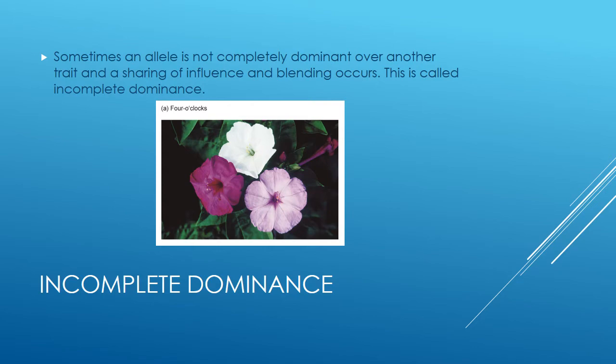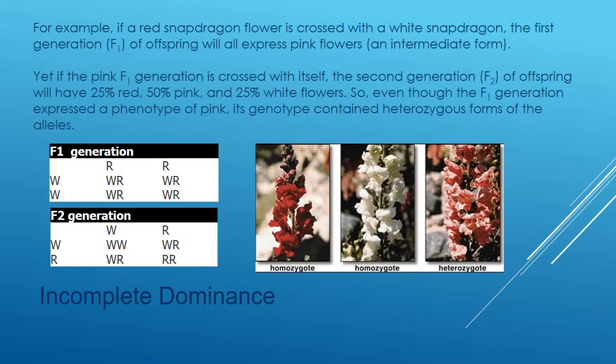All right, another exception to Mendel's rule is something called incomplete dominance. Sometimes an allele is not completely dominant over another trait, and you get that blending or that sharing of influences that a lot of people at the time of Mendel believed to happen, and as we later found out, it actually does happen in some instances. For example, red snapdragons. If a red snapdragon flower is crossed with a white snapdragon, that F1 generation, if we're dealing with true breeders, will all be pink, not red or white, okay? It's sort of in between.